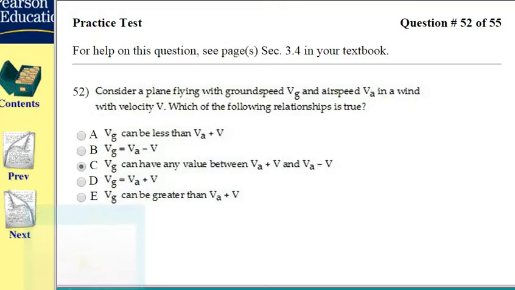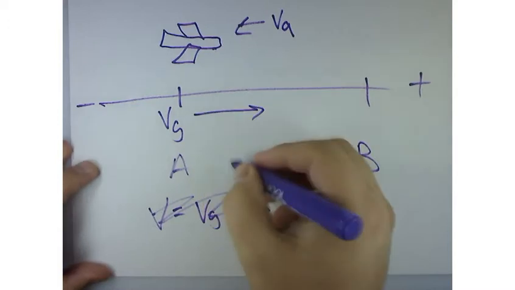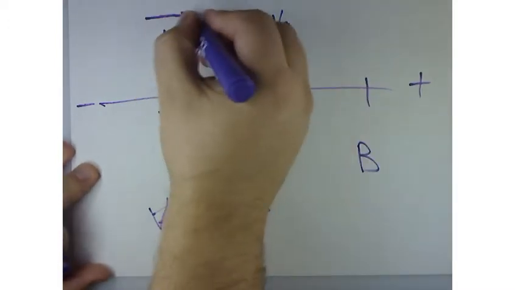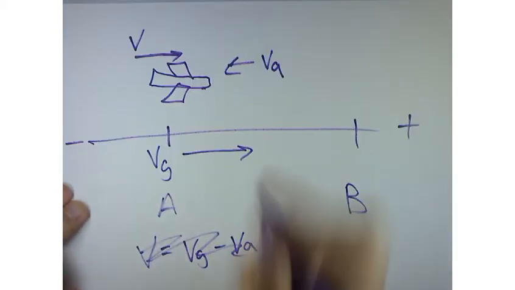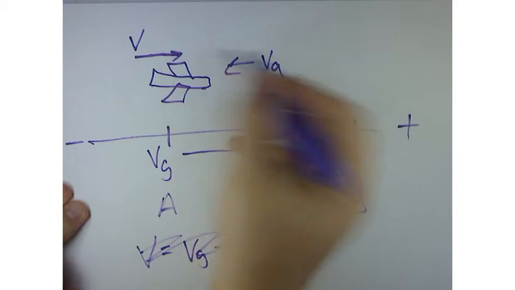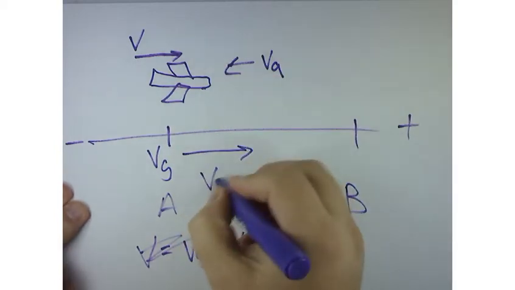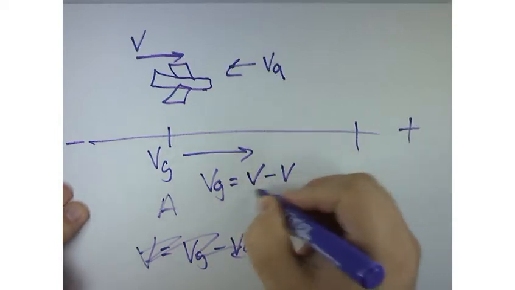Or actually, I wrote that backwards. VG would be the composition of the two. So VG, what my ground speed would be, is the velocity of the plane. The plane has a velocity. So VG could equal the sum of these two, right? So VG would equal V, which is in the positive direction, minus VA.